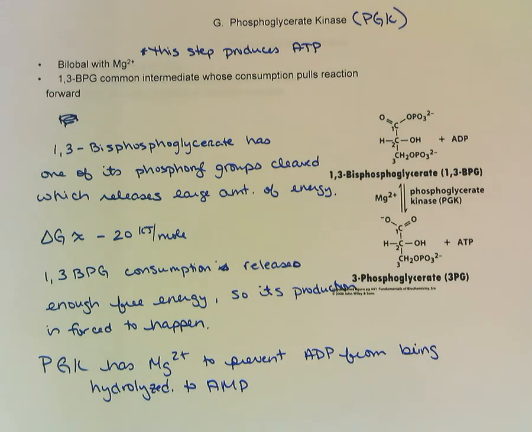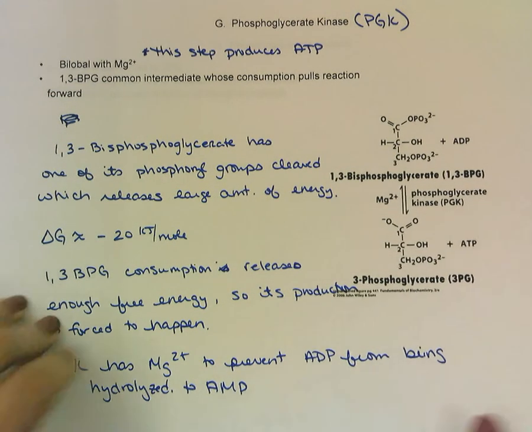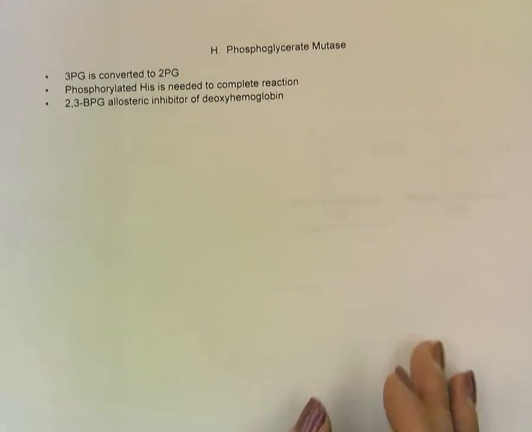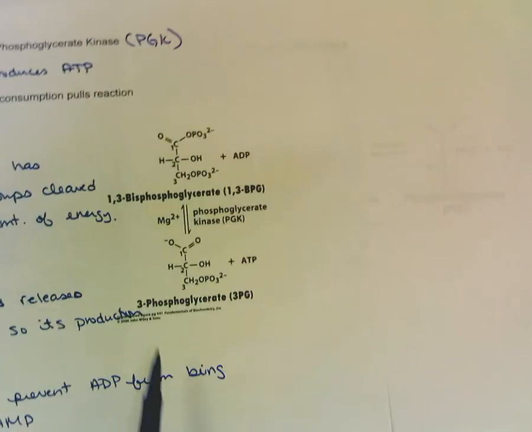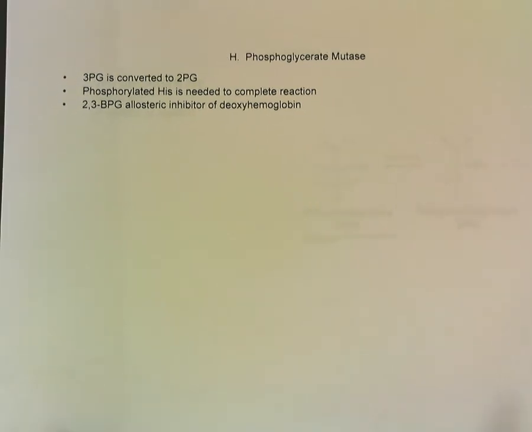All right, and let's talk about what happens now to my 3-phosphoglycerate. 3-phosphoglycerate now interacts with the phosphoglycerate, which makes sense, right? We just made 3-phosphoglycerate. So now it's going to interact with phosphoglycerate mutase. Any guesses on what mutases do? Mutates. Excellent. So it's going to convert 3-phosphoglycerate to 2-phosphoglycerate.